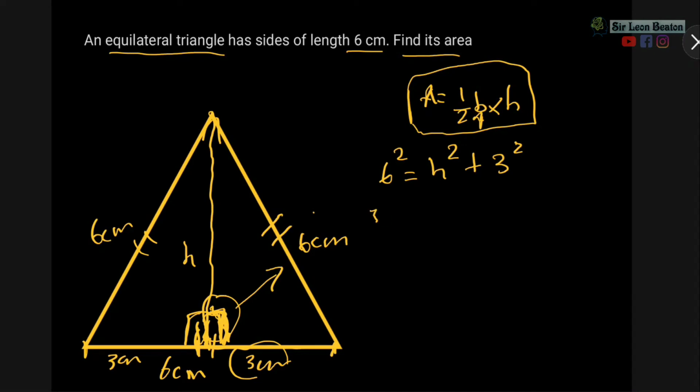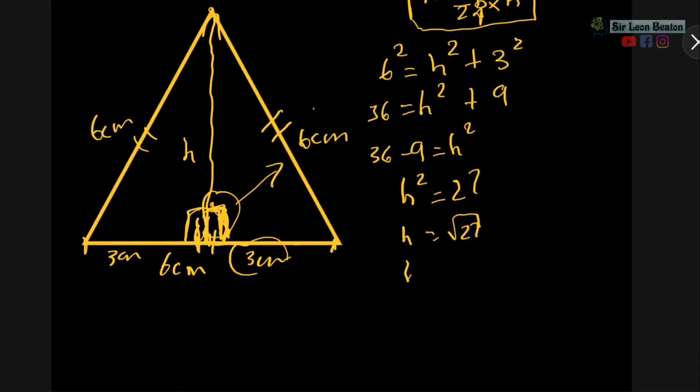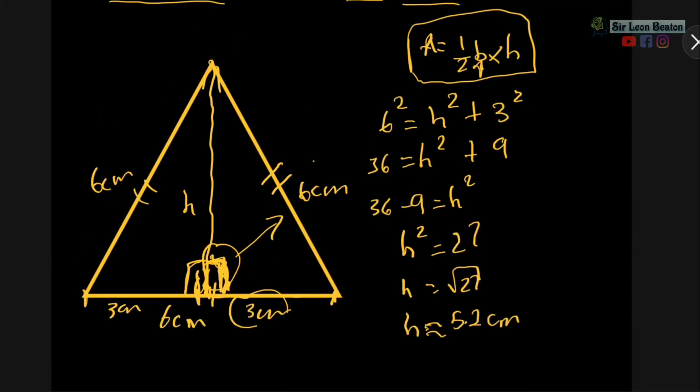So let me just work this out. 6 times 6 will be 36, which is equal to h squared plus 9. So then we just make h the subject. So this will be 36 subtract 9 is equal to h squared. You will get a value of 27. So we just take the square root. h will be equal to the square root of 27, which is approximately 5.2 cm. So that is the value of h, but we're not dealing with h.